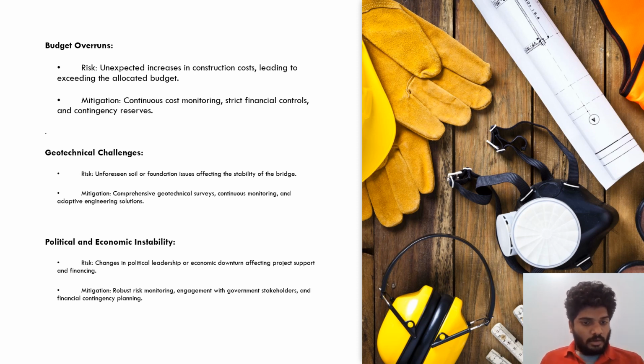Political and economic instability is the next risk. Changes in political leadership or economic downturns can affect project support and financing. Coming to mitigation: regular risk monitoring and engagement with the government, stakeholders, and financial contingency planning.